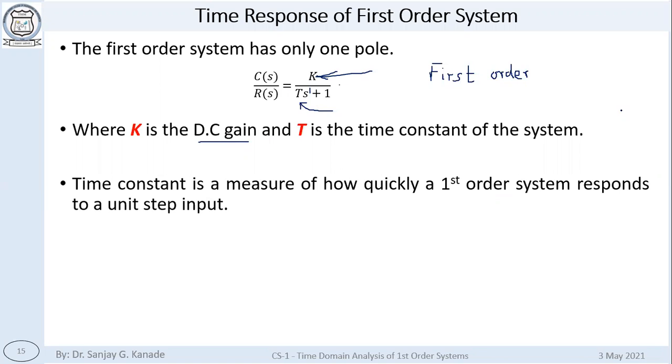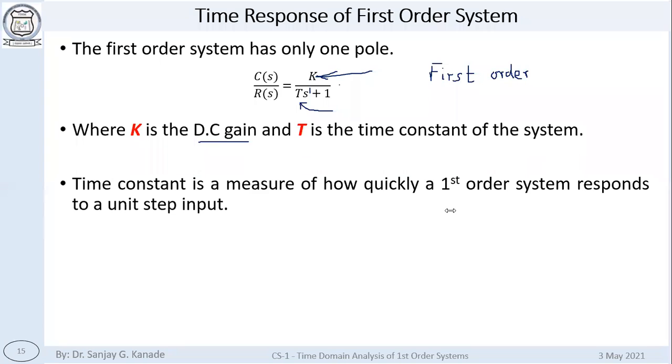Now what is this time constant? The time constant is a measure of how quickly a first order system responds to a unit step input. How quick the response is, how fast the response is, that is what is indicated by this time constant. That's why the name is time. Of course its unit is time.